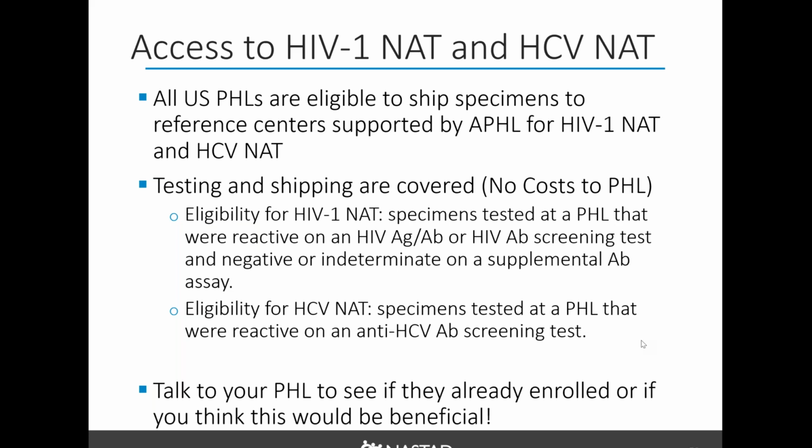For the HIV-1 NAT program, the specimens must be tested at the public health lab. They need to be reactive on an HIV antigen antibody or HIV antibody screening test, and then negative or indeterminate on a supplemental antibody test to be eligible. And then they would go on to have the HIV-1 NAT as described by Monica in the first half of the presentation today.